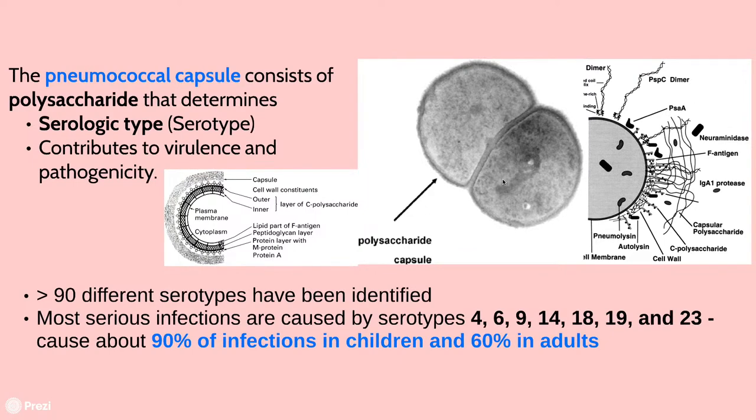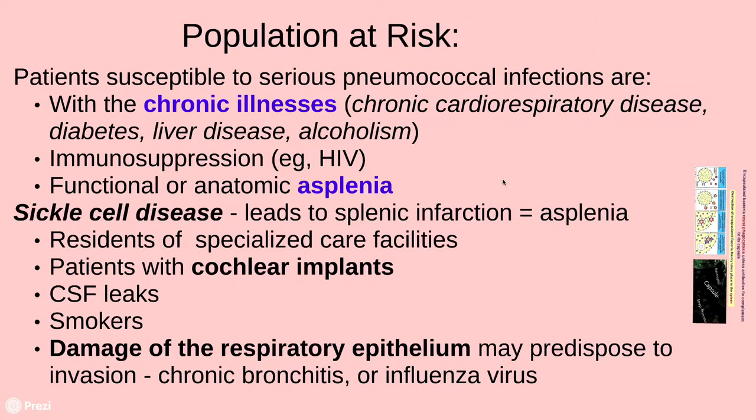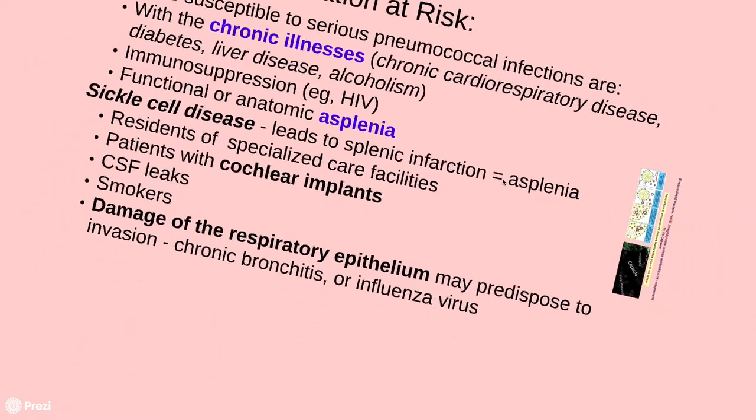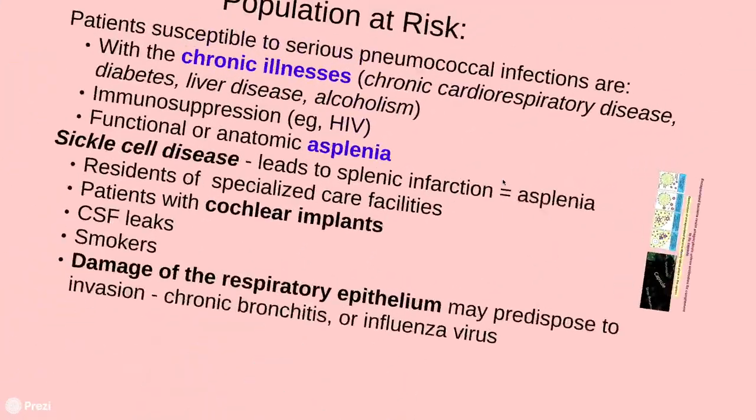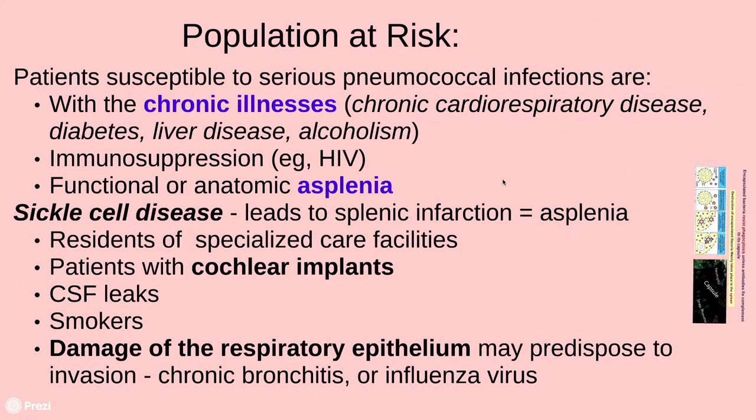Because encapsulated organisms, because there are some, some of the pneumococci do not have a capsule. Presence of capsule contributes to virulence and pathogenicity. So, presence of capsule defines the population who are under increased risk of developing even infections called pneumococcal, are going to be patients.